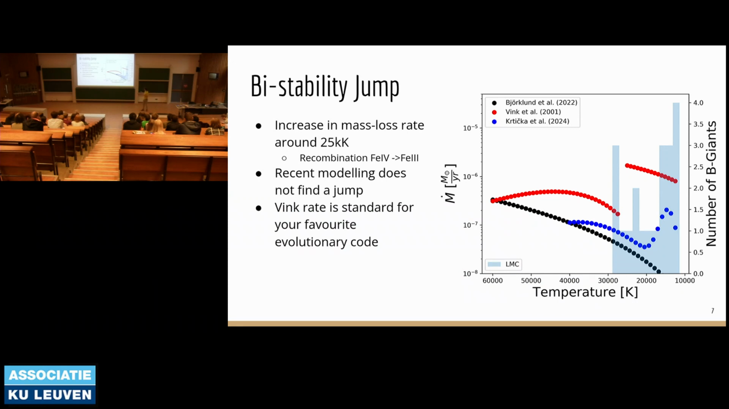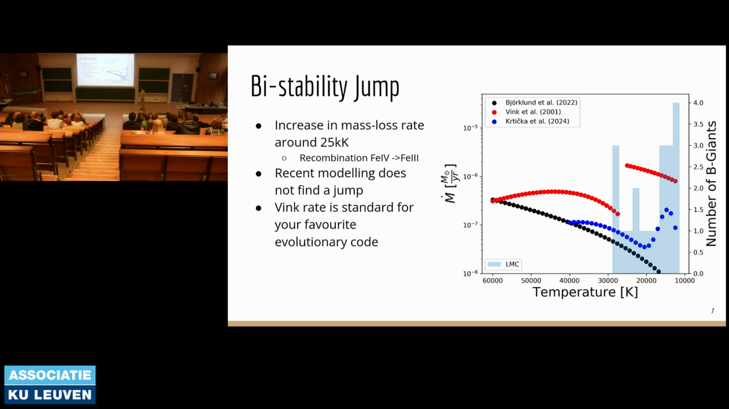Now, what is happening here? This is what we call the bistability jump. The bistability jump is believed to be an increase in mass loss rate because iron 4 recombines into iron 3 here around this temperature. Now, if you remember what I said before, radiation-driven winds actually push against these line transitions. So if you add an extra electron to the metals you're pushing against, you would expect a lot more possible line transitions, so the wind could become more efficient. So there is some logic to it there.